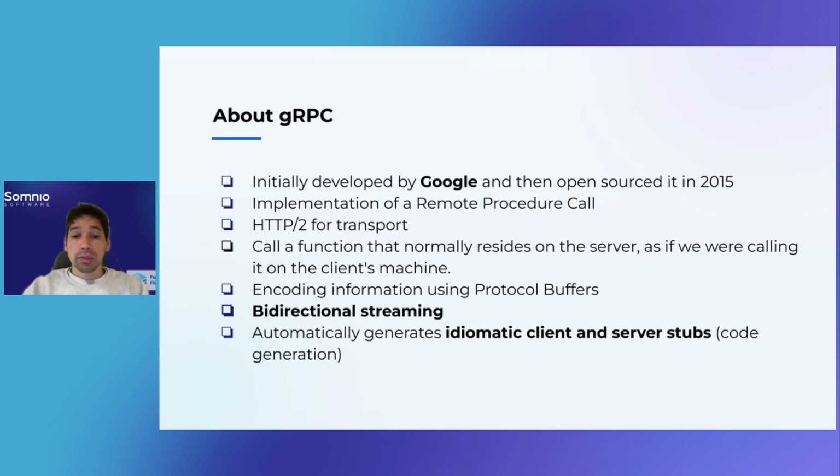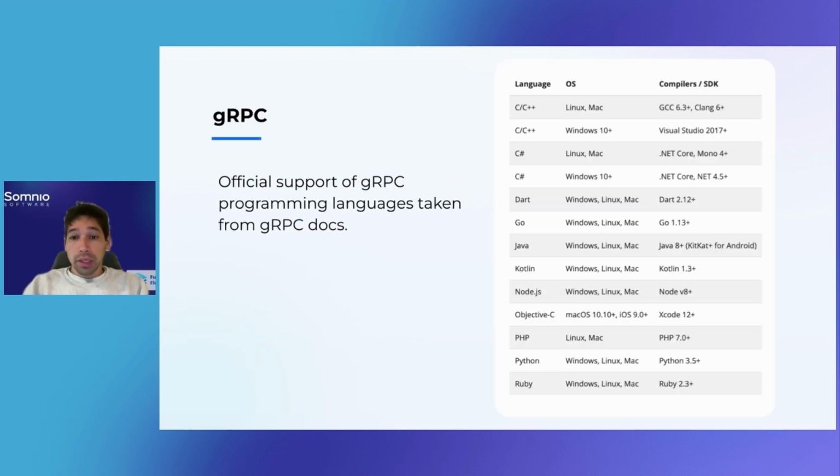Lastly, I want to talk about how it automatically generates idiomatic client and server stubs. So it relies a lot on code generation. This is really handy for us, because based on our definitions that we provide using protocol buffers, it will generate a lot of code for us, and the developer experience will be better in that sense. Okay, so this is the official support for gRPC in the different programming languages. We can see that Dart is there, our main focus for today.